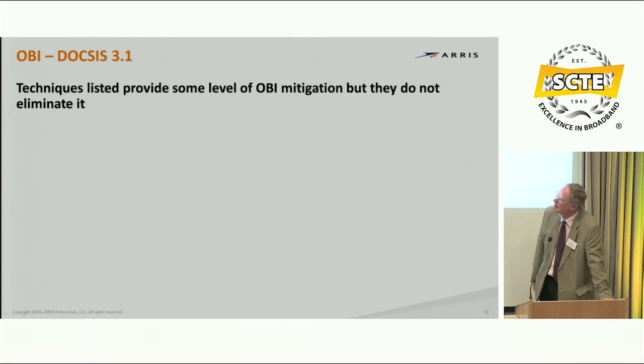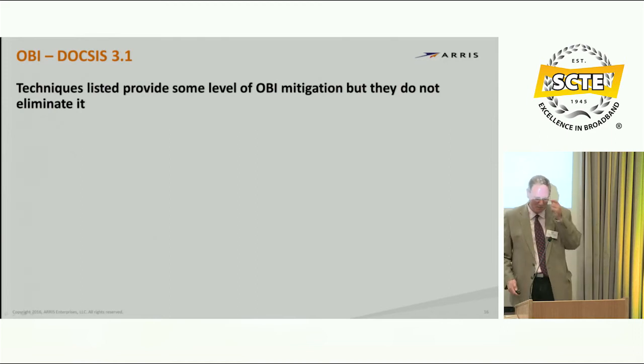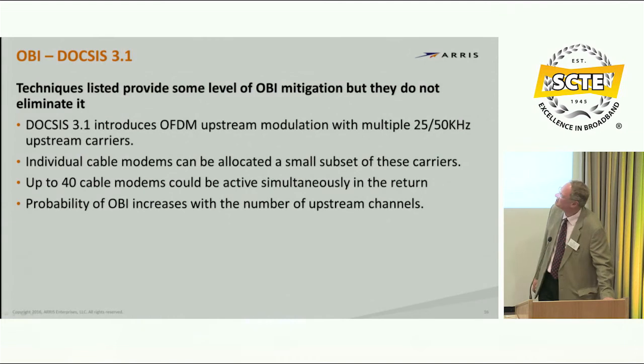DOCSIS 3.1, we've all heard about it. It's being implemented. Network operators are beginning to implement DOCSIS 3.1 into their networks. How's that going to impact an RFoG system? Well, DOCSIS 3.1 uses OFDM upstream modulation, multiple small carriers at 25 or 50 kilohertz. Individual cable modems are now allowed to use small chunks of that carrier. In fact, I believe DOCSIS 3.1 will allow up to 40 simultaneous users at any one time if you're deploying DOCSIS 3.1. So that you have individual bandwidths.